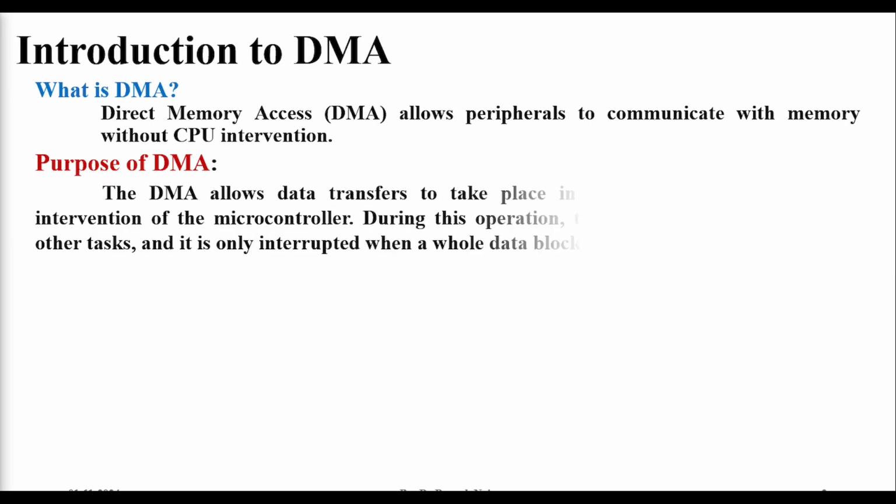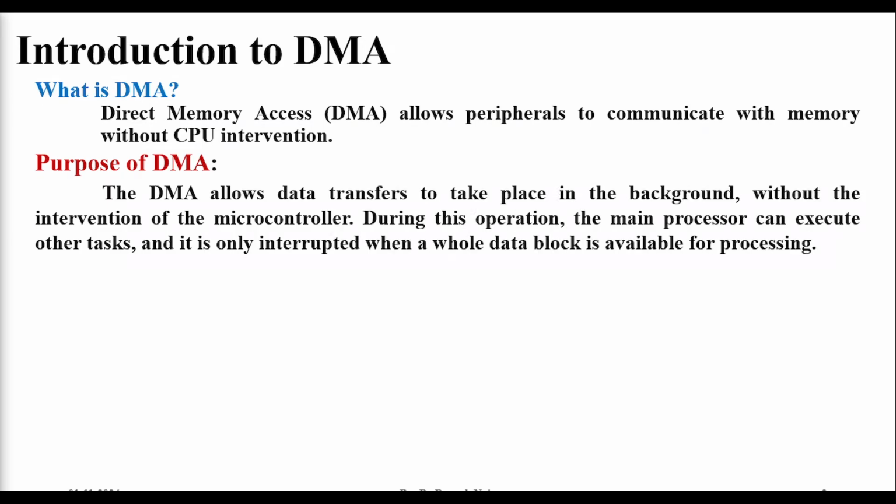So the purpose of DMA is to allow data transfer between peripheral to peripheral, or memory to peripheral, or peripheral to memory. And during all this data transfer process, there is no intervention of the CPU. That means the CPU can do some other task when the data transfer is taking place between peripheral to peripheral, peripheral to memory, or memory to peripheral.